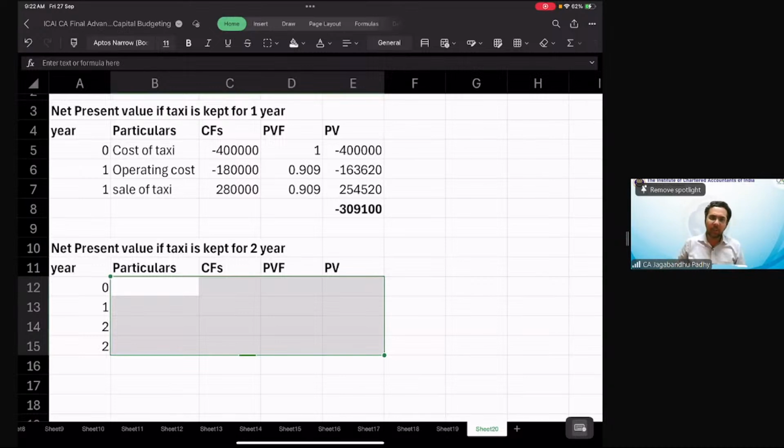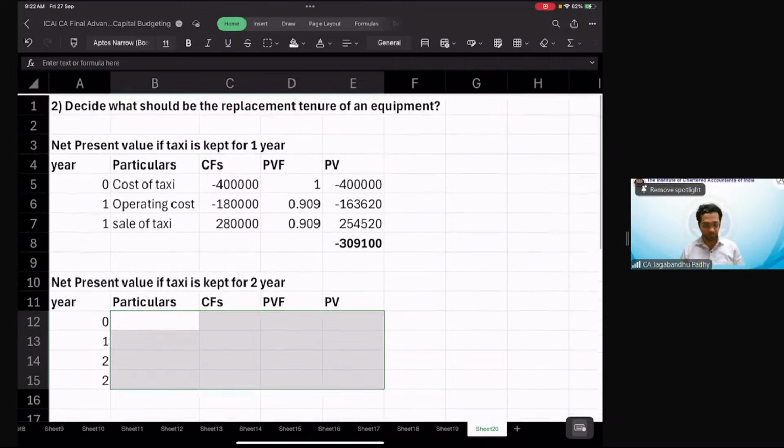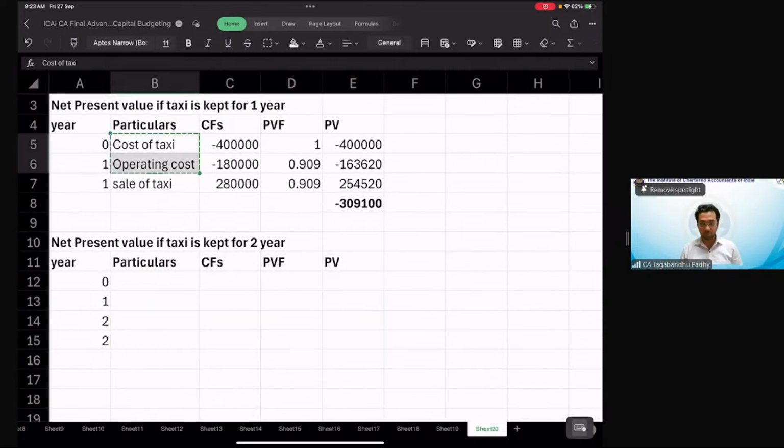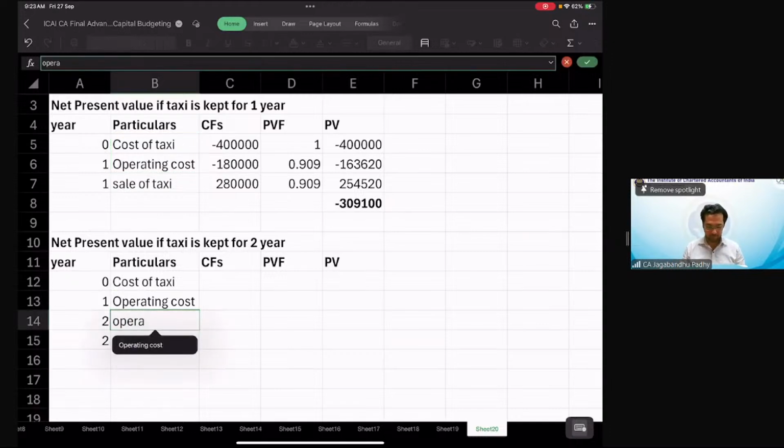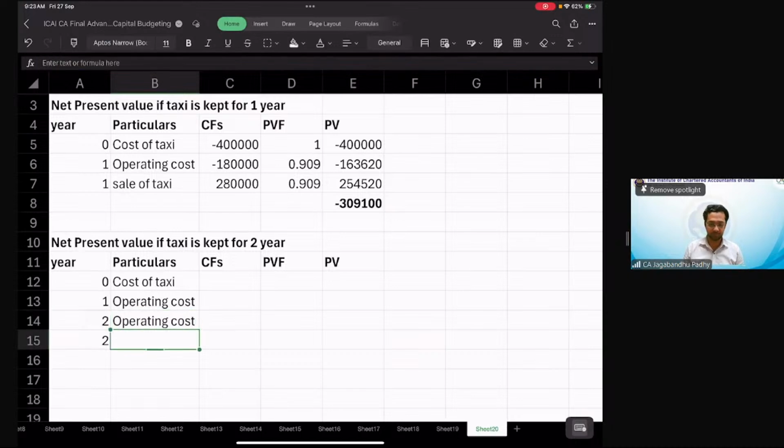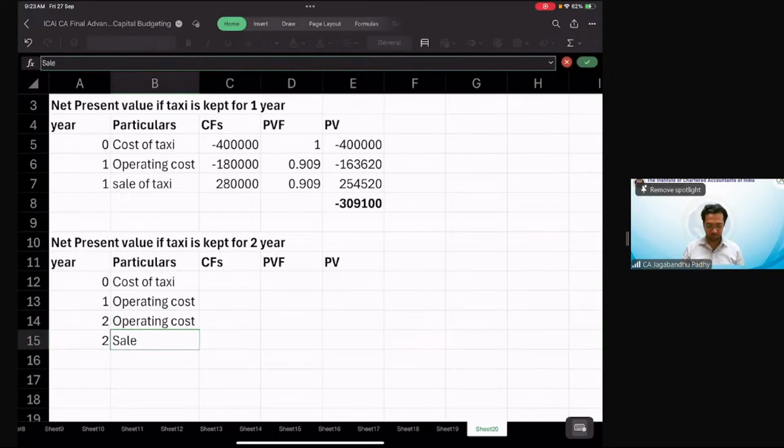It will be negative. All the NPVs are going to be negative here because it's purely talking about the outflow. Inflow is not considered in this case. Yeah. So we'll have the cost of taxi, but you will have operating cost twice. And then of course, sale of taxi.